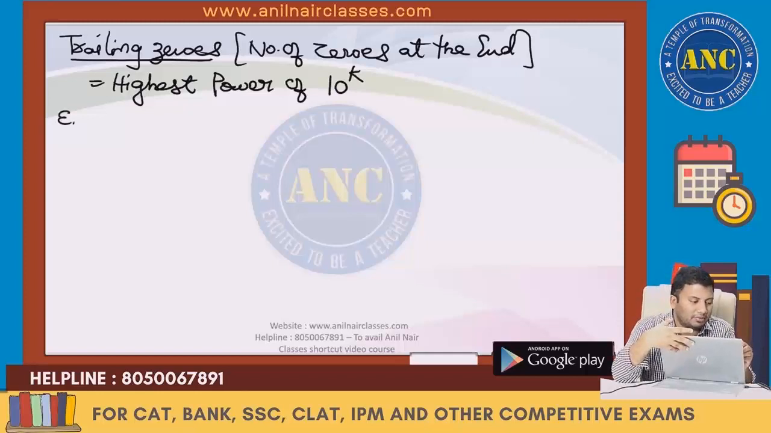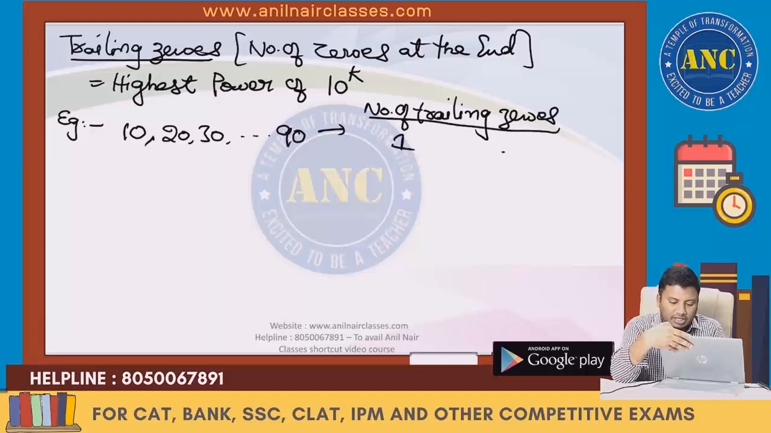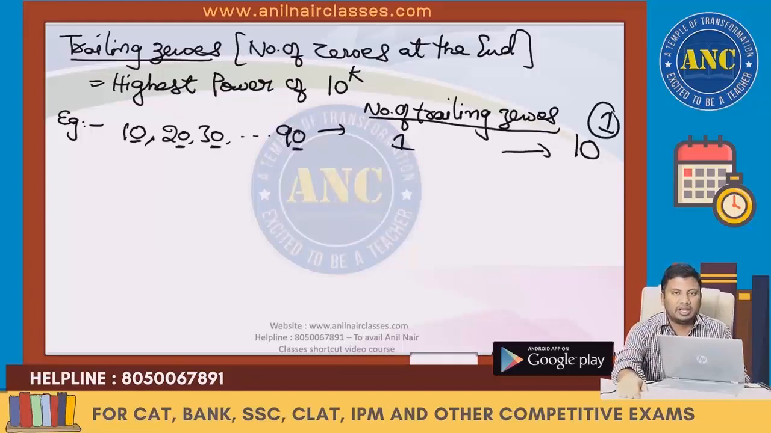For example, 10, 20, 30 and so on up to 90 will have number of trailing zeros 1. Or it is nothing but the highest power of 10, which is 1. All have one 0 at the end.